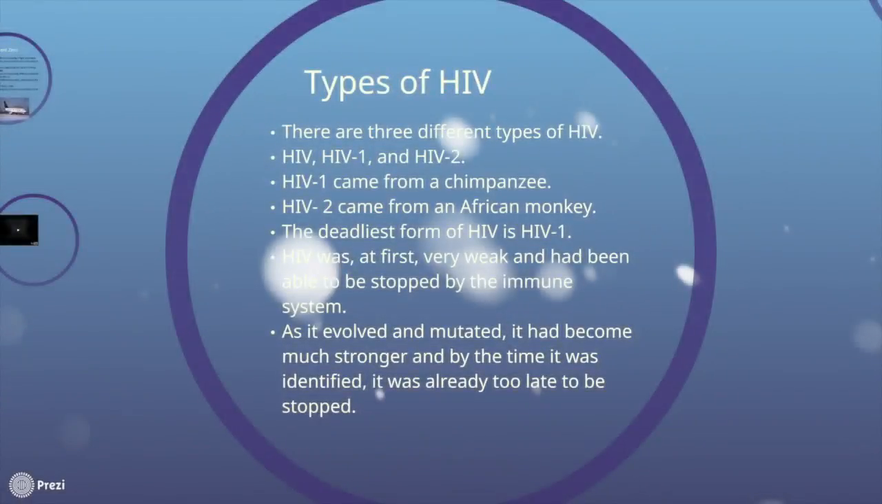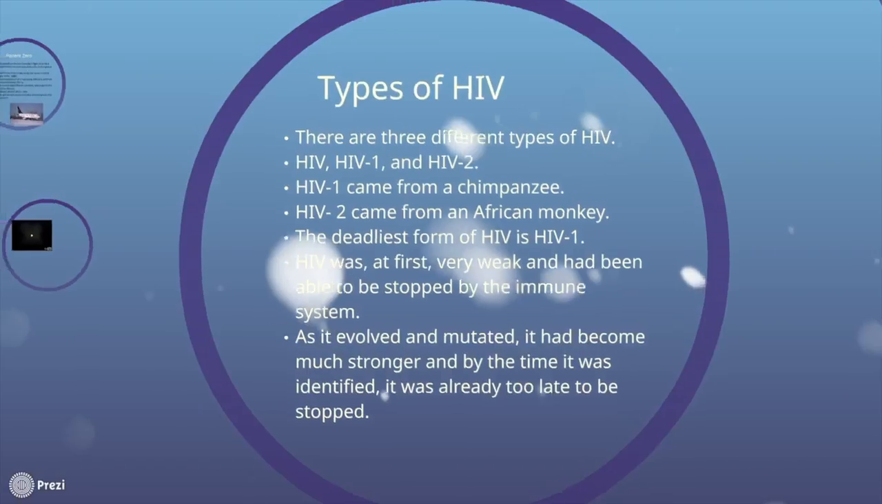Types of HIV. There are 3 different types of HIV: HIV-1, HIV, and HIV-2. HIV-1 came from a chimpanzee and HIV-2 came from an African monkey. The deadliest form of HIV is HIV-1. HIV was at first very weak and was able to be stopped by the human immune system. As it evolved and mutated, it had become much stronger, and by the time it was identified, it was already too late to be stopped.